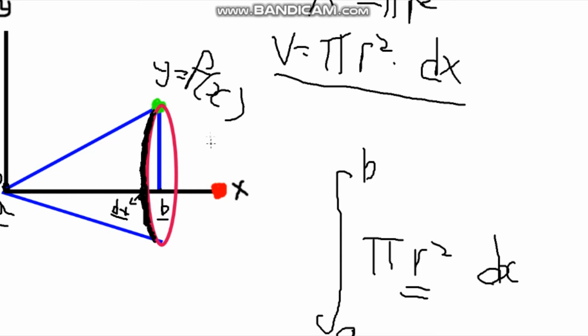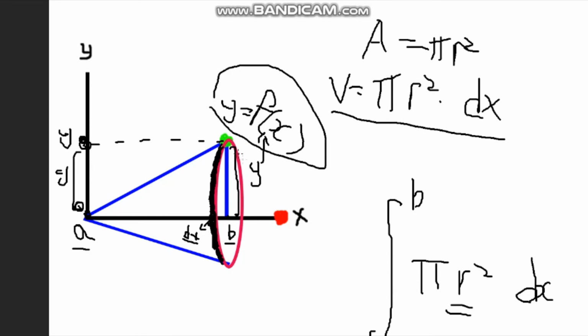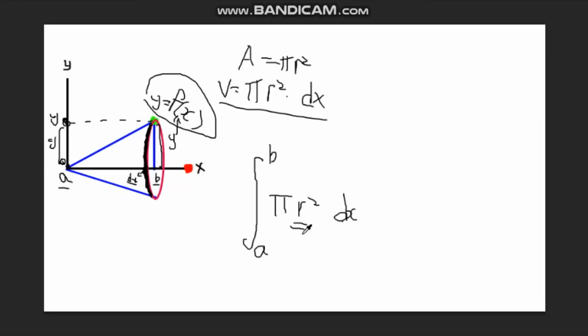To find the radius, we are going to draw a perpendicular line right here, which is going to cut the y-axis, and we'll set that coordinate to be y. So we know that the distance between the origin and y is y itself, meaning that this distance is also equal to y, right? Now we know that y is equal to f(x), as we've defined it above in the equation. So we can replace y by f(x).